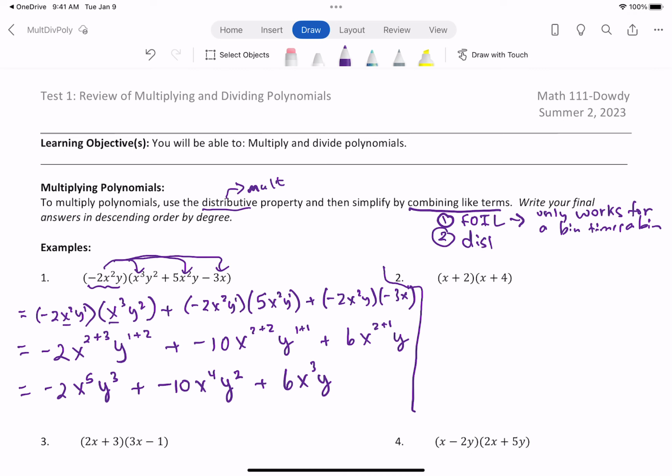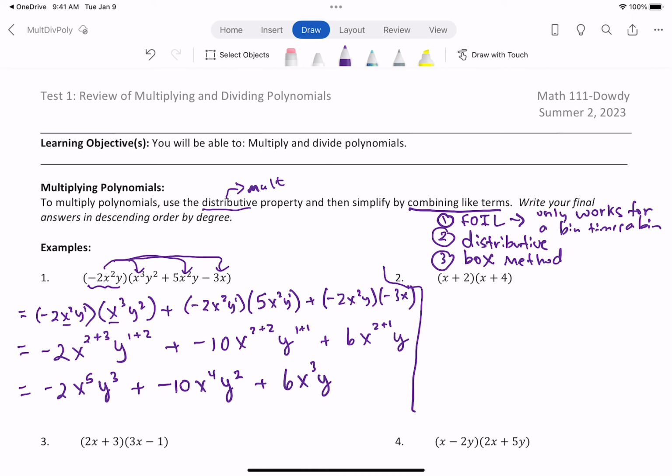We can always just use the distributive property like we did in the first one. And this isn't really an official method, but you can use what we like to call the box method.